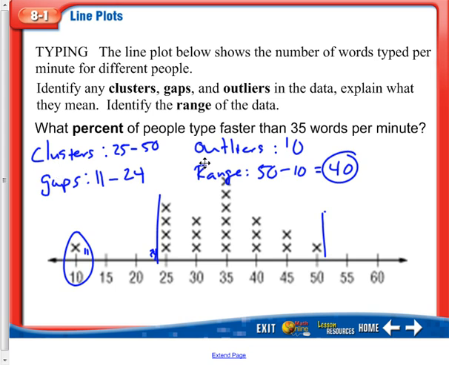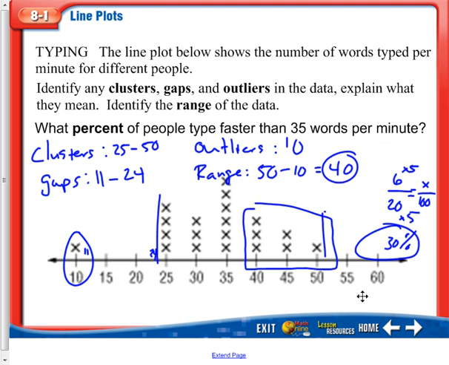Now it says what percent of people type faster than 35 words per minute. So we want faster than. We do not want to include these here. So we just want to talk about this. All right, and we're talking about percent. So we have 1, 2, 3, 4, 5, 6. We have 6 people that are typing faster than 35 words per minute out of 14 people slower plus the 6, so there's 20 people altogether. Since we want it to be a percent, it's got to be over 100. 20 times 5 is 100, so multiply the 6 times 5 and we get 30%. That's one way to do that, or you could have just taken 6 divided by 20 and then multiplied by 100, and that would also get you 30%. So 30% of the people in this class type faster than 35 words per minute.